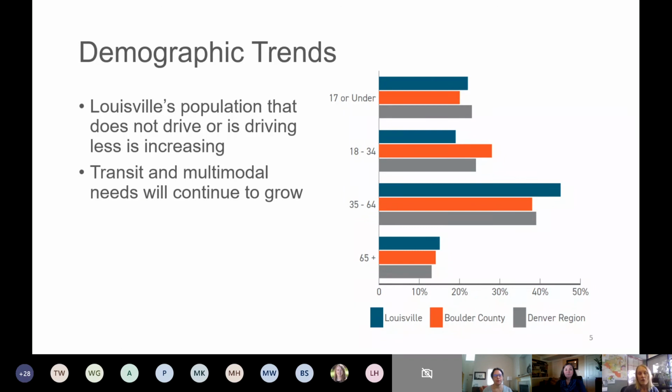The demographic trends are similar to what we see throughout the rest of Boulder County. I think one thing that is the same is that our population that doesn't drive or is driving less is increasing. And so our transit and multimodal needs will continue to grow. The city of Louisville does have a slightly higher percentage of seniors over the age of 65 than Boulder County, which is of course higher than the rest of the Denver metro region as well.